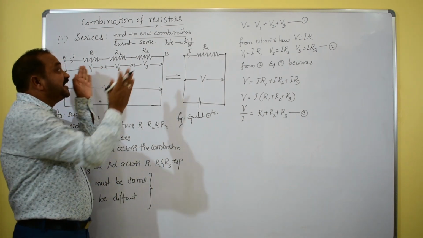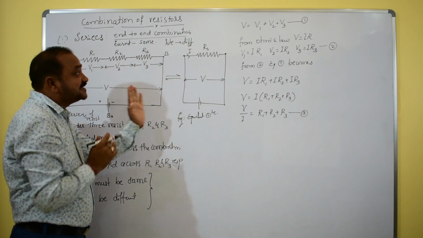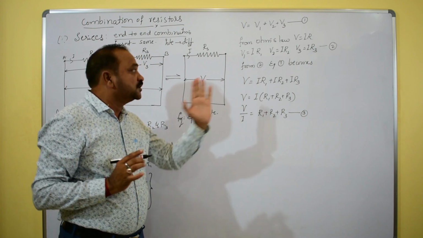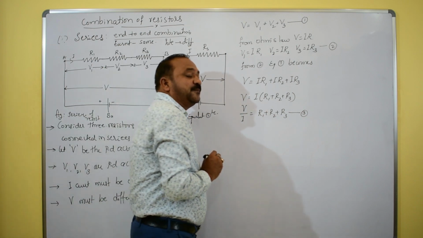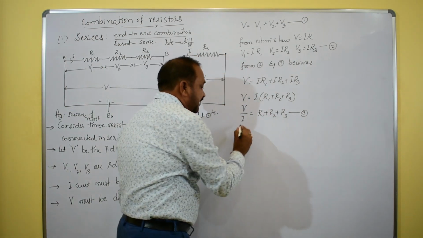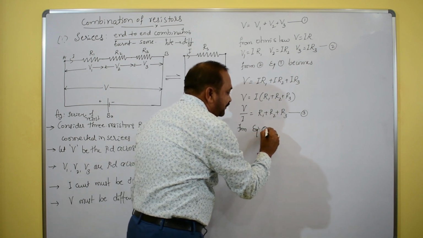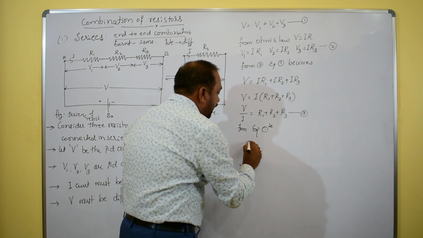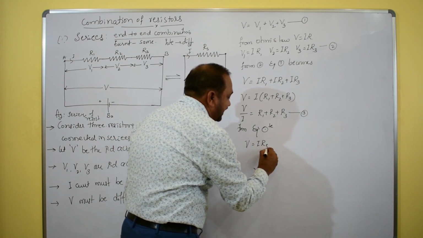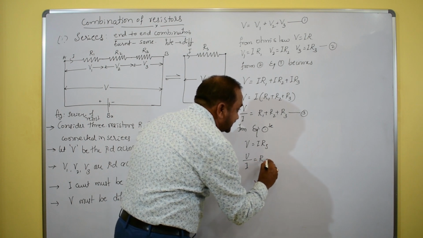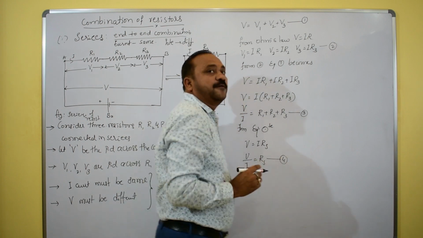Whatever the effect taking place for this combination, the same effect is taking place for the single resistor now. So far, in this case, what happens now? From this equivalent circuit, V equal to I into Rs, V by I equal to Rs. This is equation number 4.